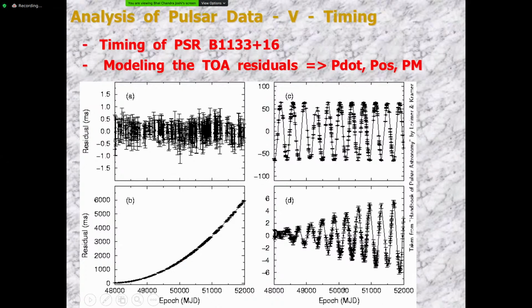So if your model is perfect, this is how you should see your phase residuals. If your frequency and frequency derivative are not correct, then you should see a parabolic curve like this. If your pulsar position is not correct, you should see a sinusoidal variation like this. If your pulsar is moving in the sky, has a proper motion, then you not only see a sinusoidal, you see a growing sinusoidal, and you can fit these residuals and get the values of period derivative, position, proper motion, and so on and so forth.